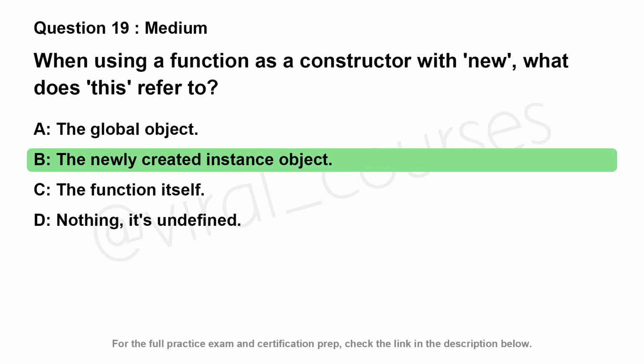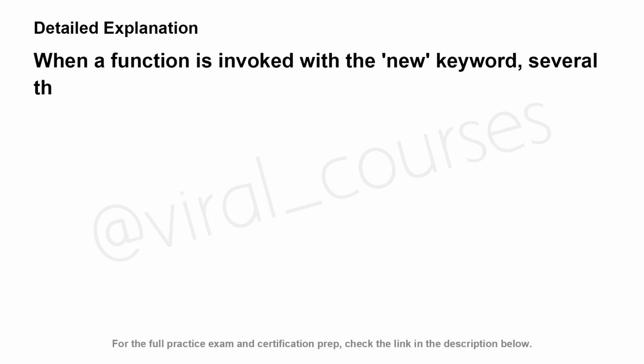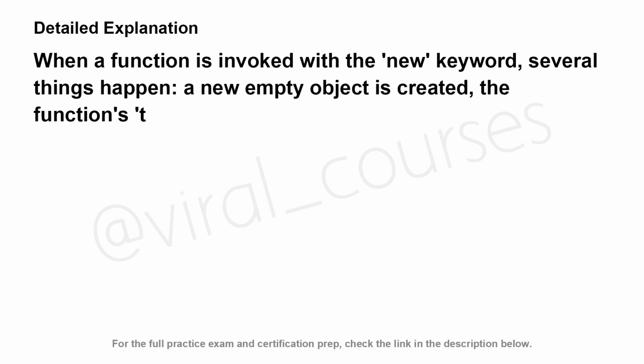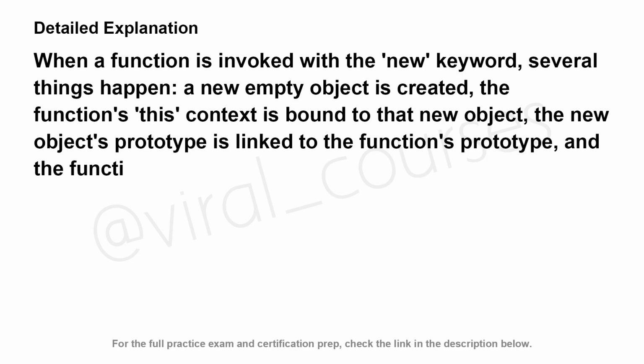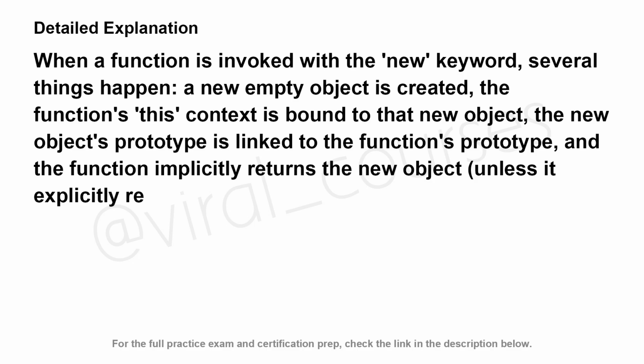The correct answer is B. When a function is invoked with the new keyword, several things happen. A new empty object is created. The function's this context is bound to that new object. The new object's prototype is linked to the function's prototype, and the function implicitly returns the new object, unless it explicitly returns a different object.